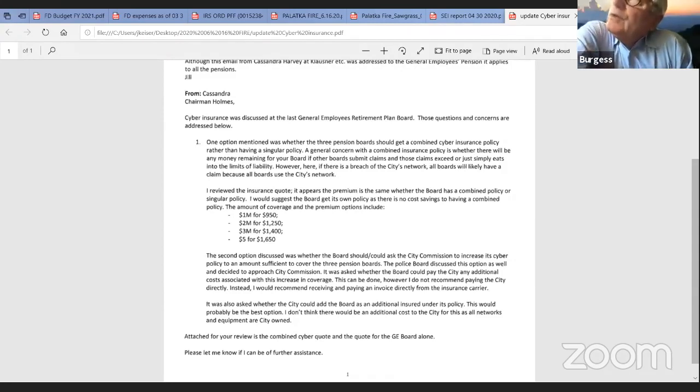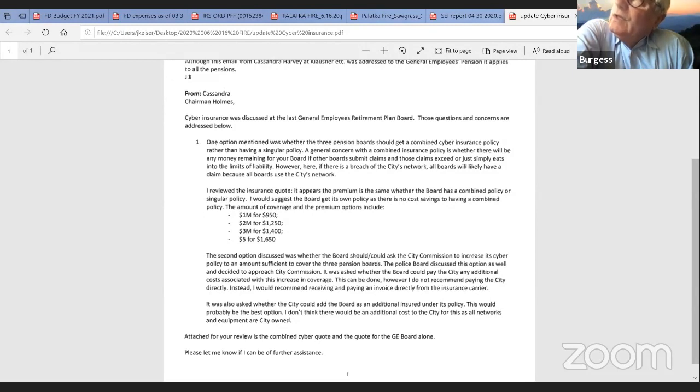I think let's go over this. To me, the city is the most at risk here. If somebody were to extort money from the city of Palatka, the city of Palatka is your guarantor of the pension plans, all three of them. They're the entity that has to come up with money every year as determined by the actuary. And if the city gets wiped out financially because of a theft, then it puts the three pension funds at risk.